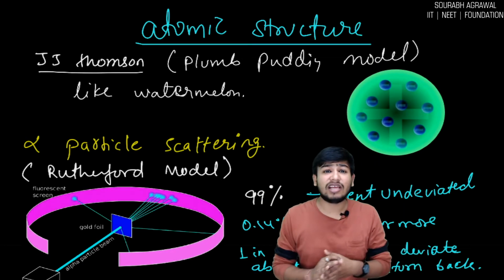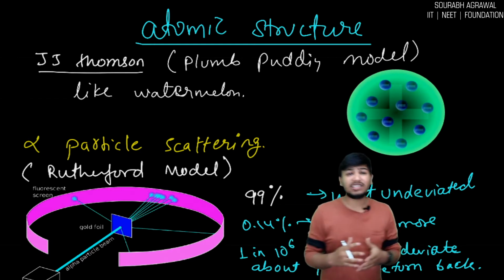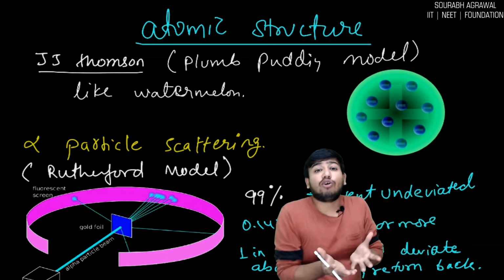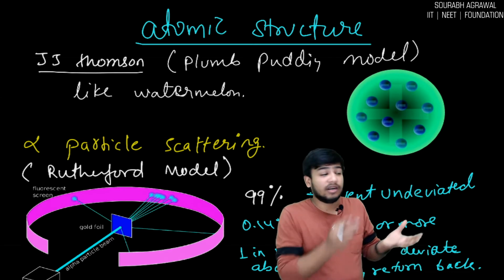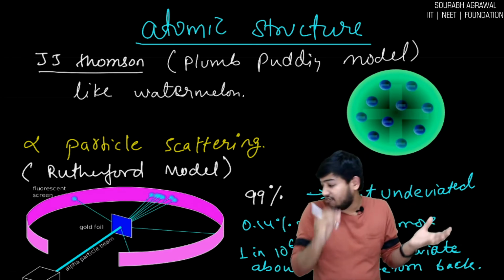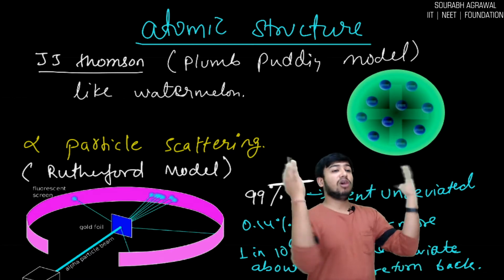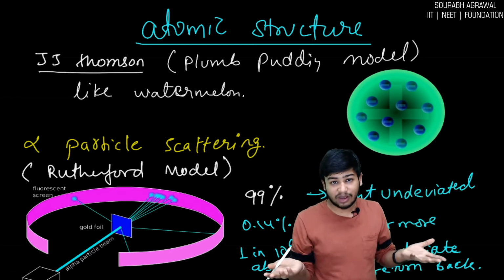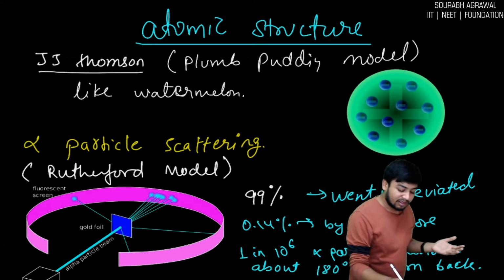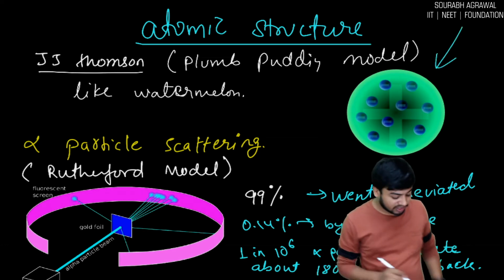The first model was given by J.J. Thomson. He said that the atom is like a watermelon, where the seeds are negatively charged. You can see in the image that the seeds are negatively charged and all the rest is positive charge. So this model is given by J.J. Thomson.